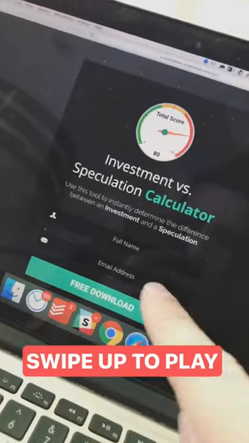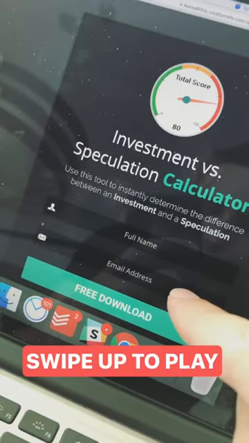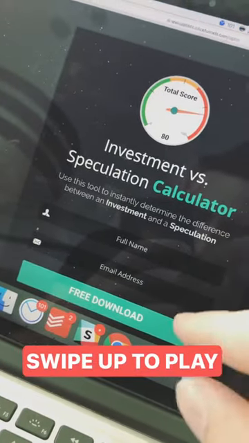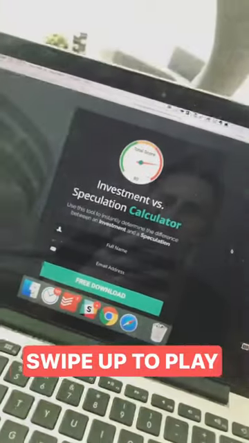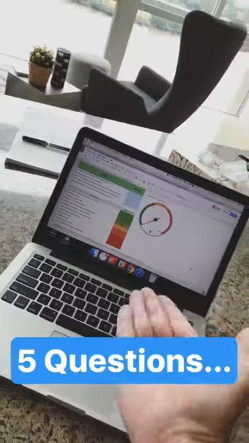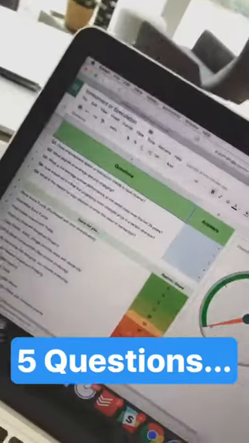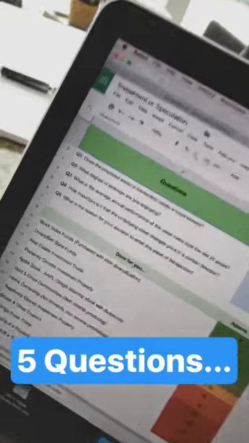So when you put the name in, don't worry, put your email in. I'm not going to sign you up to Pornhub or some shit. Just put the thing in and you'll get shot over to this. And kapow, this is what you're gonna get. This is what it looks like. This is the investment speculation calculator.